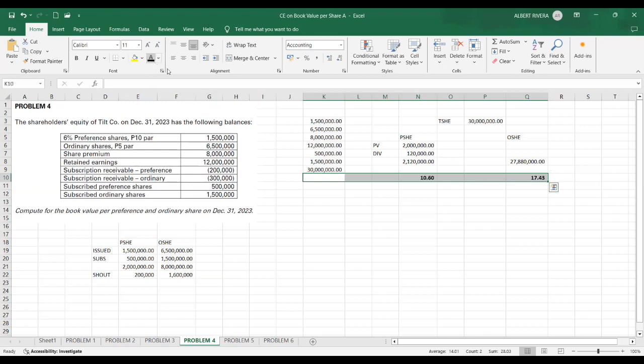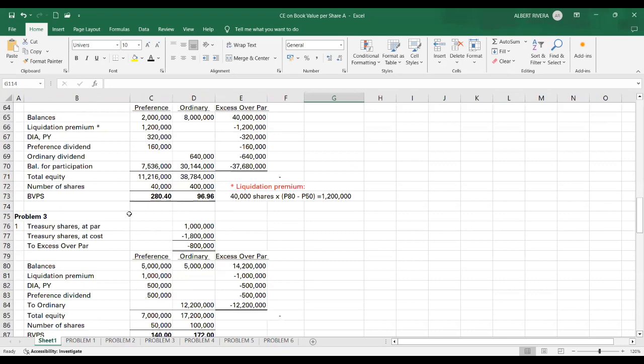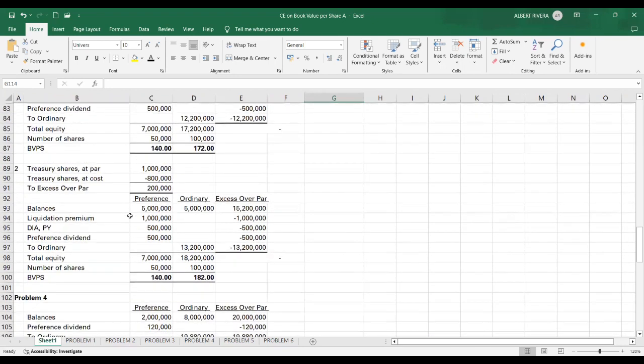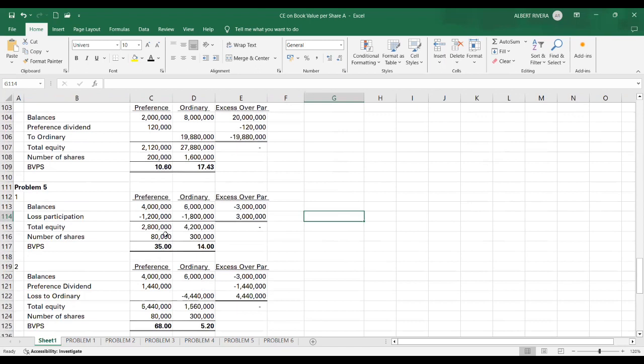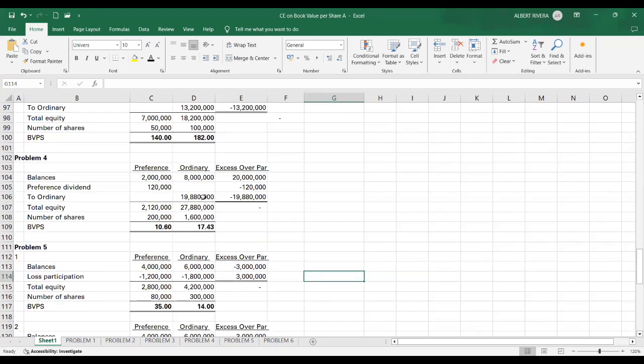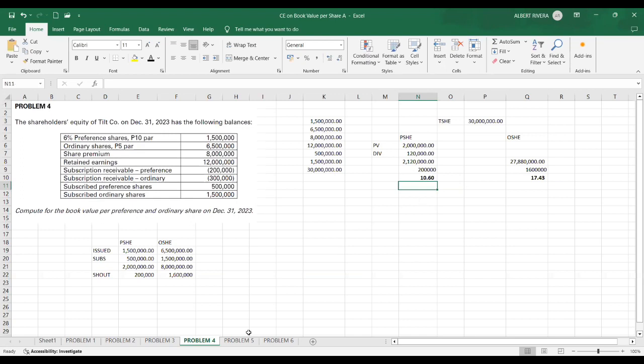Okay? So ito yun. Okay? So 200 and 1.6 answers are 10.60 and 17.43. Ito yun. Problem 4. Yan. 10.60 and 17.43. Ito gagawin ko kung hindi yung triangle approach ang ginawa. So this is problem 4. Let's move to problem 5.